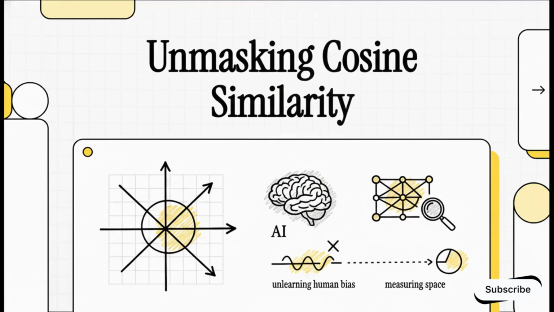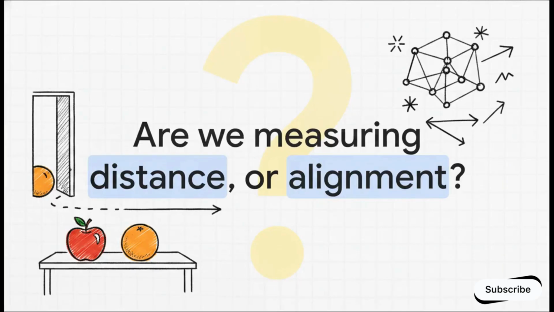But to truly wrap our heads around it, we first have to unlearn a deeply ingrained human bias about how we actually measure space and relationships. So are we measuring distance or are we measuring alignment? Let's dive right into this.